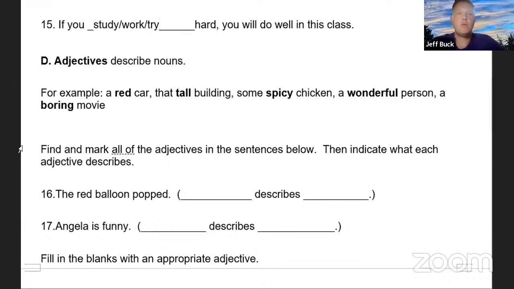Let's talk about adjectives. Adjectives describe nouns. What are nouns? People, places, or things. So for example, a red car. What kind of car? A red one. That tall building. What building? The tall one. Let's get some chicken. What kind? Spicy chicken. A wonderful person. How was the movie? It was a boring movie.